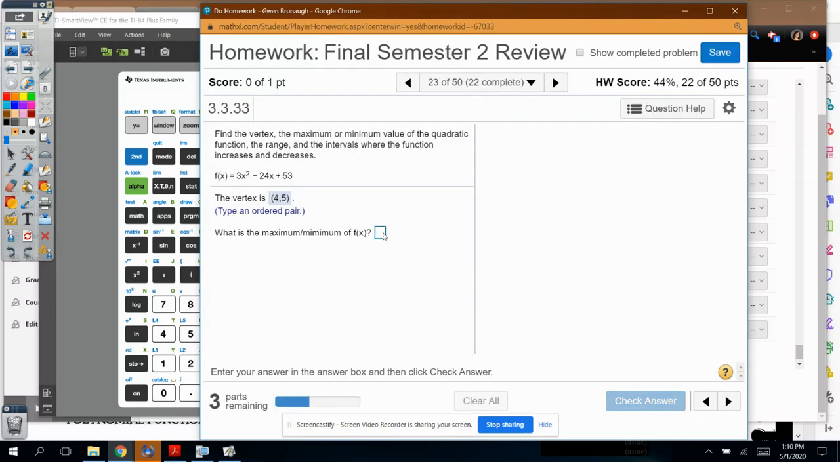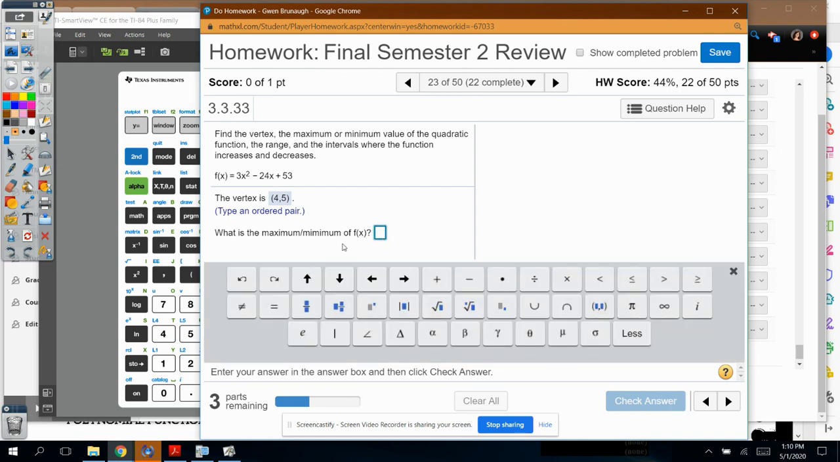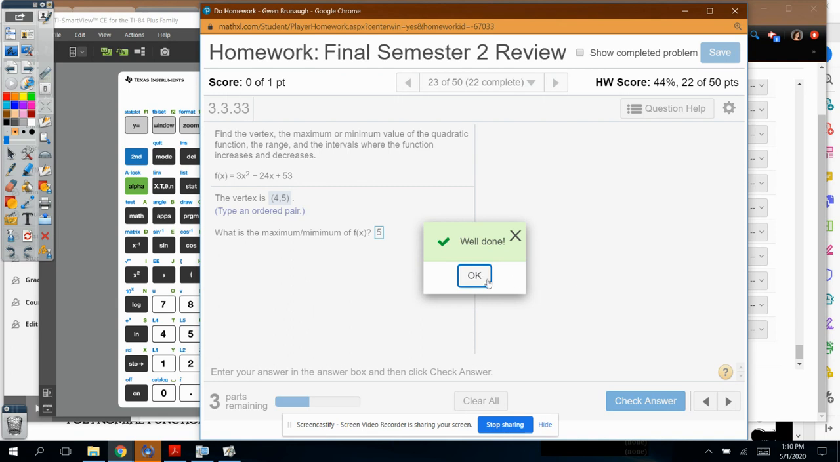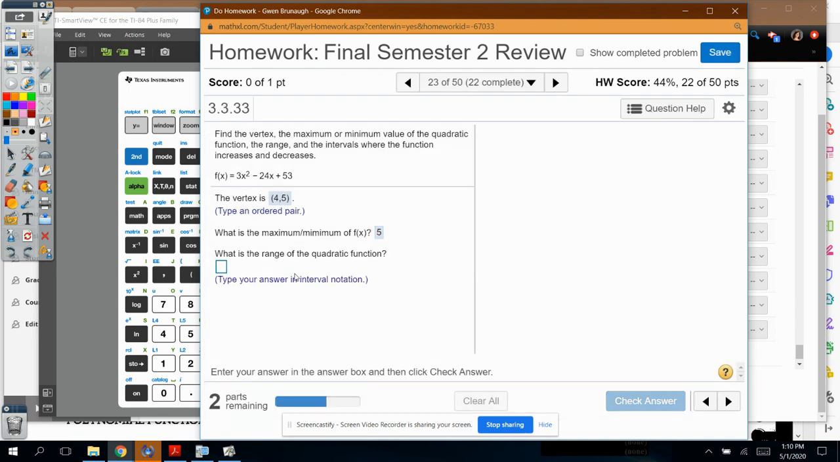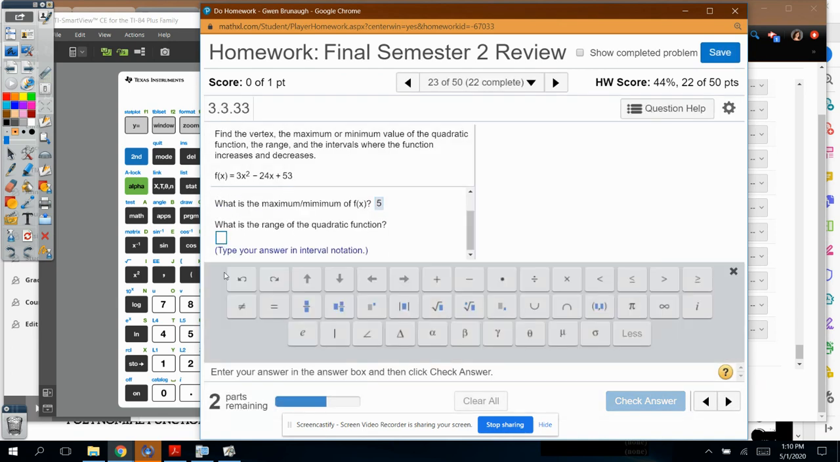The maximum is the y value. The y value will be 5. That's the lowest that will go. It's actually a minimum here. The range is what y is allowed to be. The lowest point on my graph is 5, and it can equal 5. So this time it's going to be a square bracket. Where the heck is the square bracket? Square bracket 5 to infinity. Goes up forever.